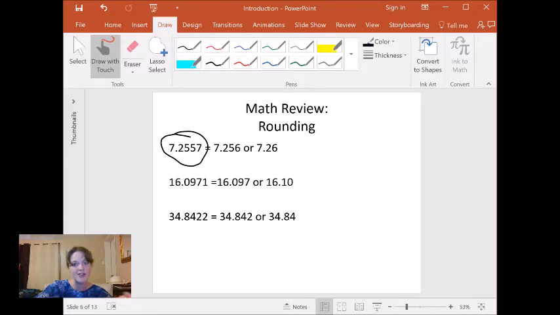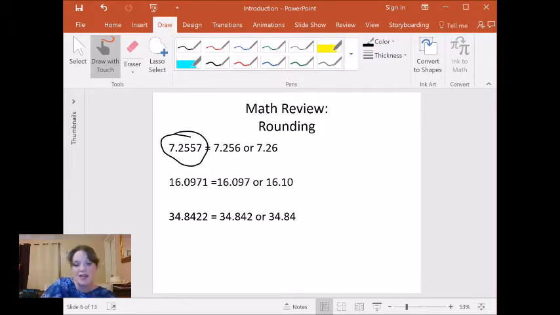And because the 3rd number is a 5, once again, I'm going to round up. That 2nd number is going to become a 6, right? That's how you round. Same thing with this next one, 16.071.